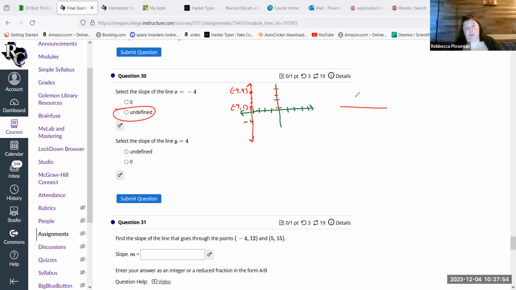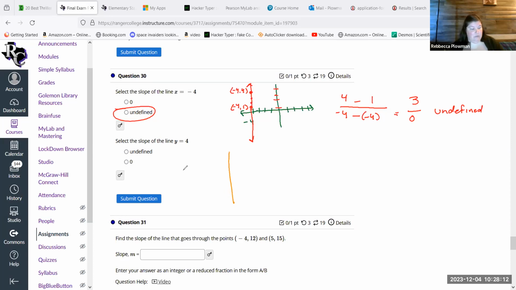Because if I took those 2 points to find slope, I have 4 over minus 4. And then I'd have 1 minus the minus 4. So I end up with a 3 over 0. So that's why it's undefined, because you always end up with a denominator 0.